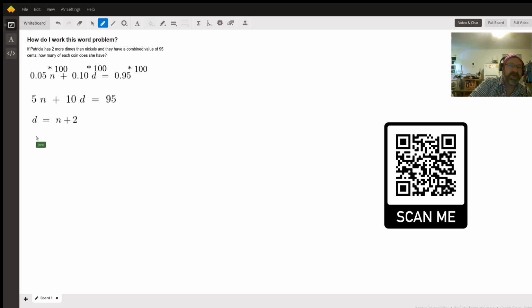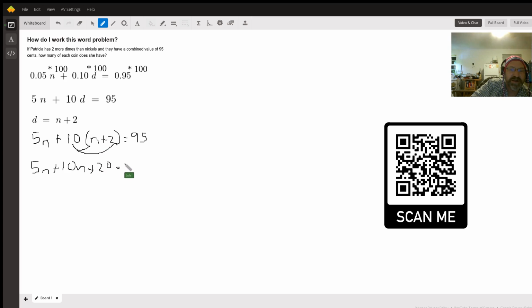Now all we have to do is rewrite. 5n plus 10, but instead of d, we're going to substitute what we know to be true, n plus 2, closed, equals 95. Awesome. Notice it's 10 that's outside of the parentheses, so we're going to distribute it. We're going to do one and then the other. 5n plus 10 times n is 10n, and 10 times 2 is plus 20, equals 95.